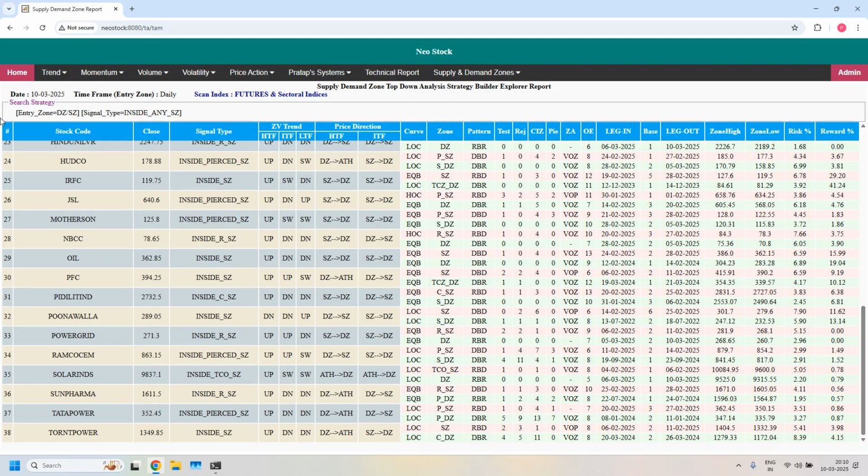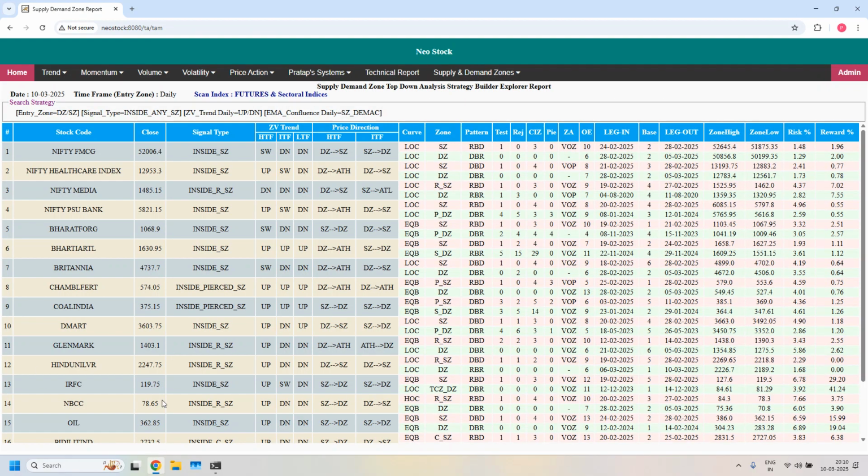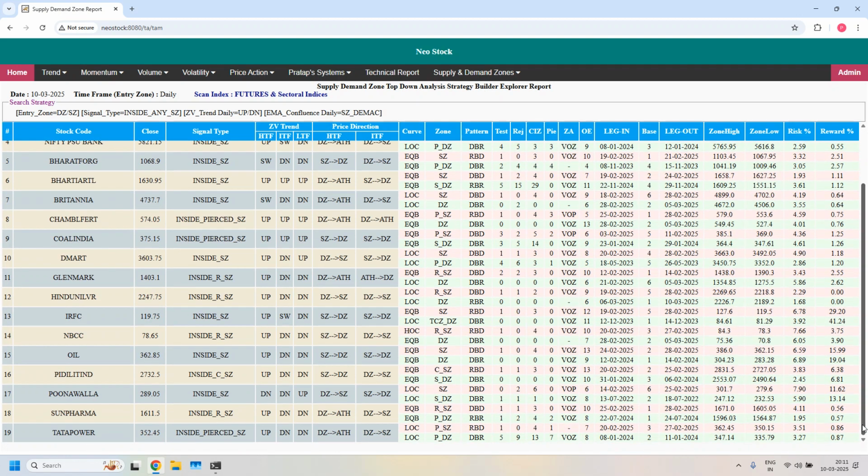We can further filter based on daily supply zone having daily EMA Confluence. Trend on the daily should not be sideways. So first 15 stocks in the list. Price closed inside the daily supply zone and also having daily EMA confluence. Daily supply zone with daily EMA confluence. Scrolling the list down. So total 19 stocks are filtered.